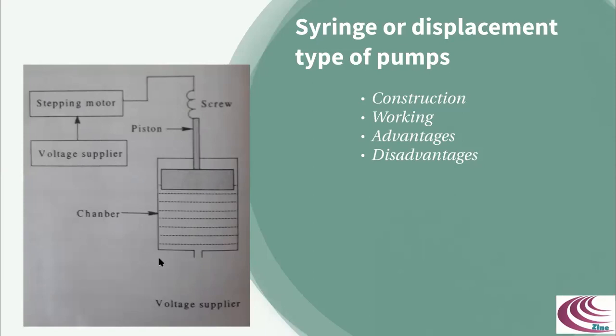In displacement type of pumps, all the mobile phase is contained within the chamber of the pump. The electric supply to the stepping motor allows a continuous and uniform movement of the screw, which brings about uniform movement of the piston inside the chamber. This makes possible delivery of a fixed volume of the mobile phase from the pump. The flow rate of the mobile phase, or the volume displaced by the pump per unit time, depends on the voltage applied to the stepping motor.